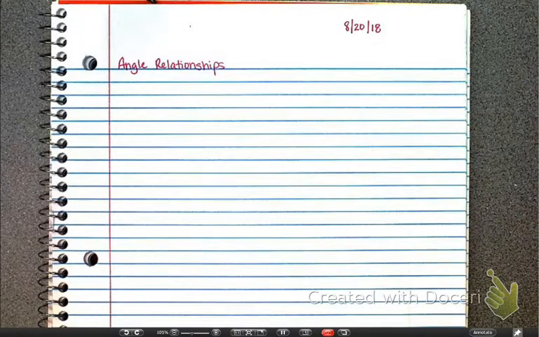Angle relationships you dealt with in IM1, so you should know the different types of angle pairs, and when I talk about them, hopefully they'll come back to you. But this is all review.